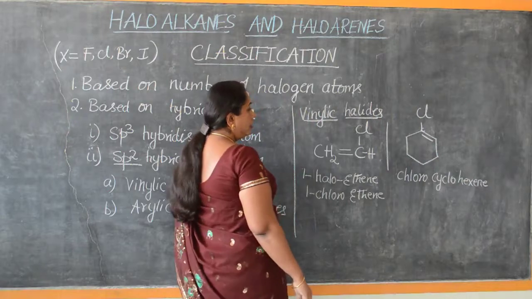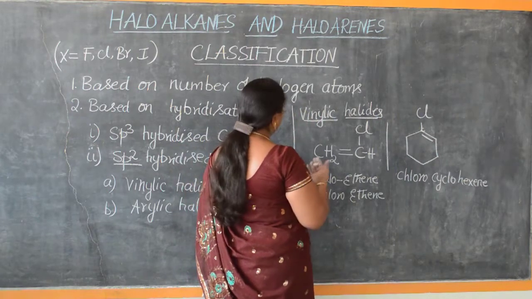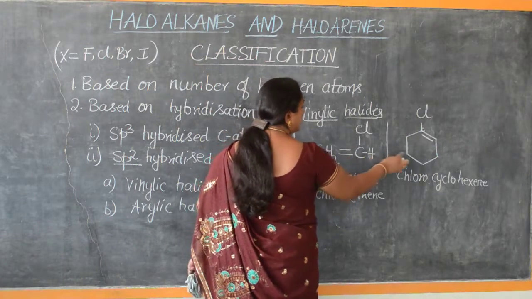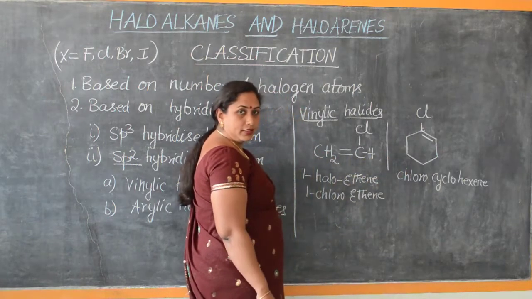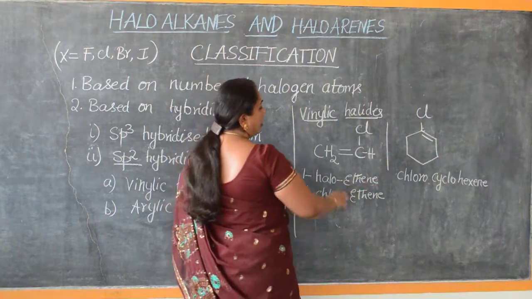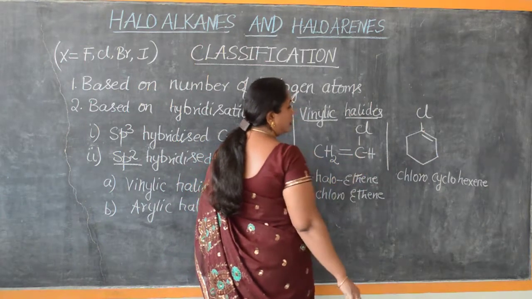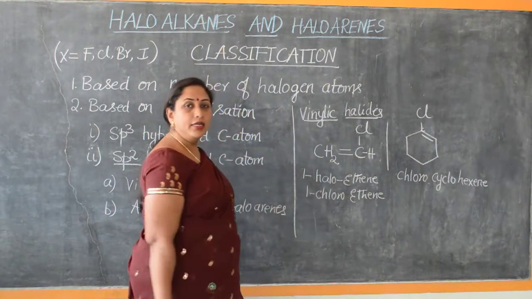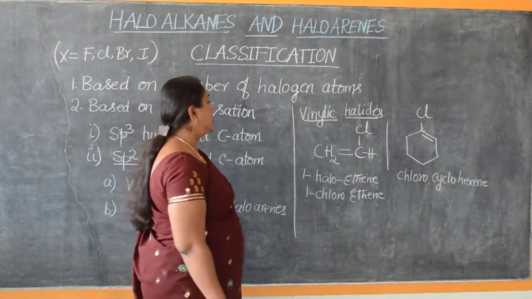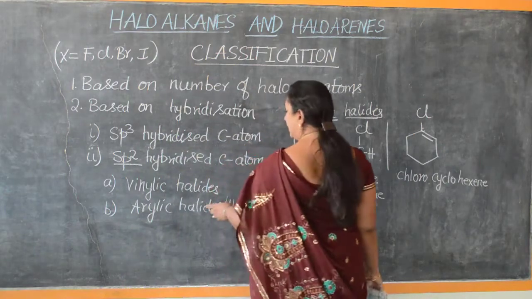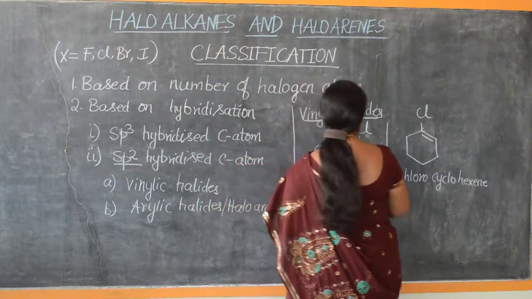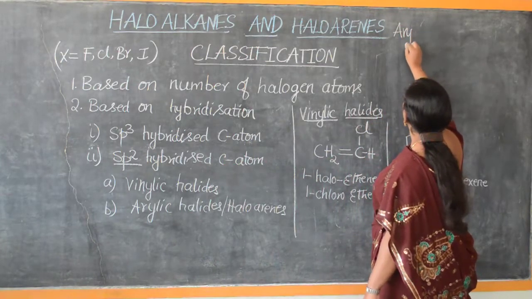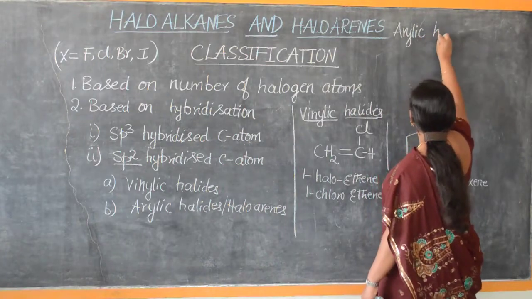So, what are vinylic halides? They are the organic compounds wherein either the alkenes or the cycloalkenes have the halogen atom attached to the carbon atom involved directly in the double bond, which in turn has undergone sp2 hybridization. Now let us learn about arylic halides.